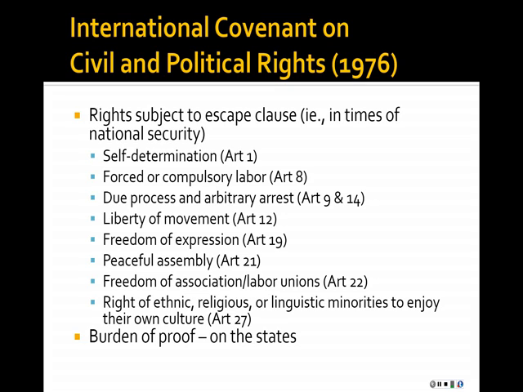Article 12 talks about the liberty of movement, the freedom of expression, peaceful assembly, the freedom of association, the right of certain ethnic, linguistic, or religious groups. All right. So although the covenant allows that these rights may be limited in times of emergencies that threaten the life of a nation, for example, the wording of the derogation provision puts the burden of proof on the national government to demonstrate that such limitations are indeed justified by the nature of the threats.